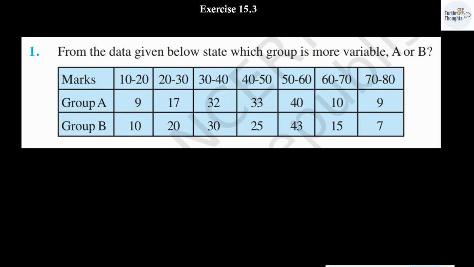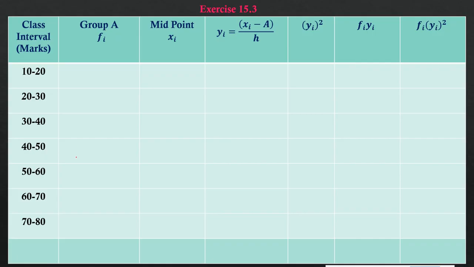So what I should be doing is, I have the data for group A and the data for group B. I need to find out the CV, the coefficient of variation. If the CV is larger, then I can tell that that particular group is more variable. To solve this, I will need two tables, one for group A and one for group B. Let me solve the same.